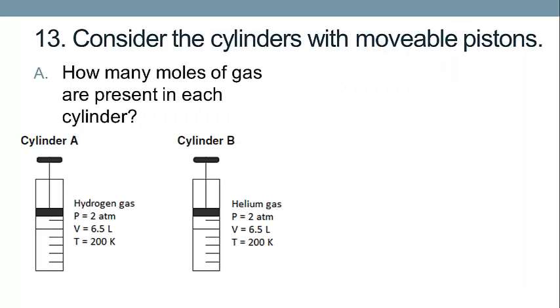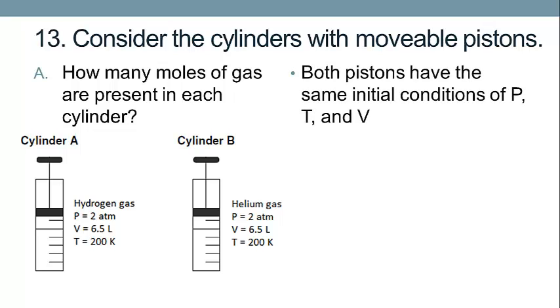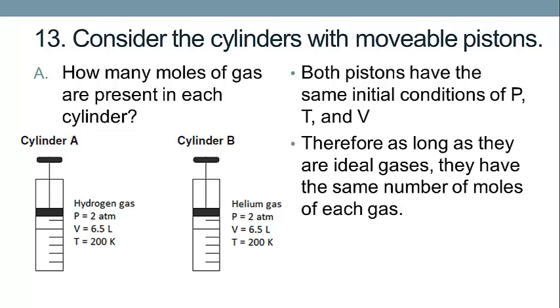Next question, consider the cylinders which have movable pistons. How many moles of gas are present in each cylinder? Both pistons have the same initial conditions. They're both at 2 atm, 6.5 liters, and 200 K. Therefore, as long as these are both ideal gases, they must have the same number of moles for each gas.